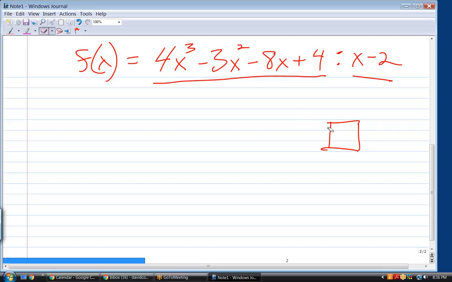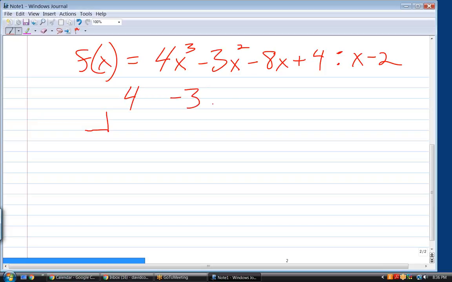Right. You've had synthetic? Yes. Let's do it. Is it better to do it with synthetic division or long division? I think synthetic. When you do it with long division, you're just writing the variables over again without need. With synthetic, the only thing you care about are the coefficients.